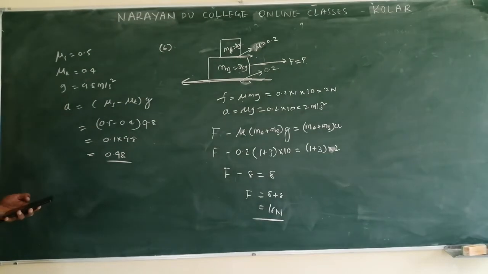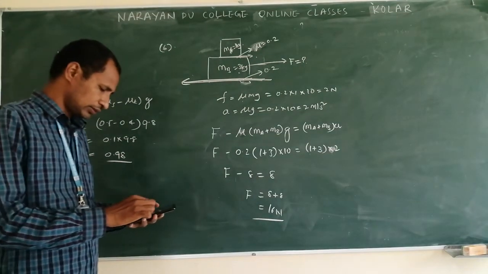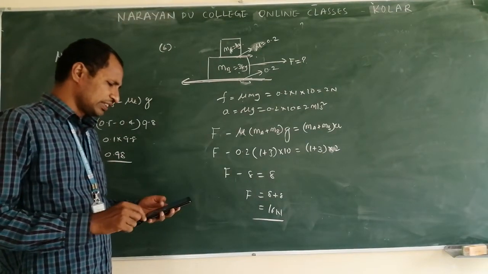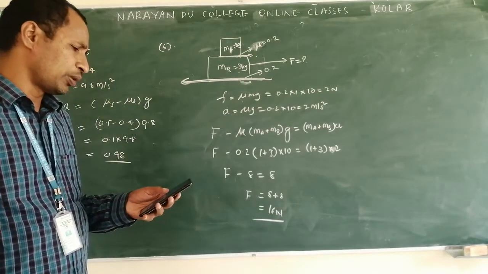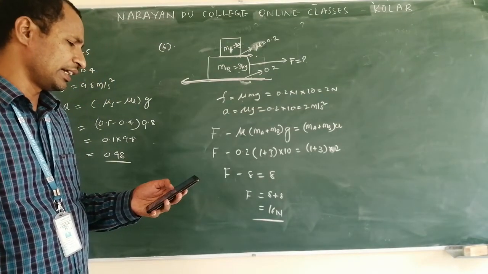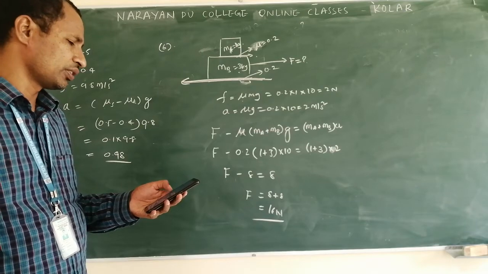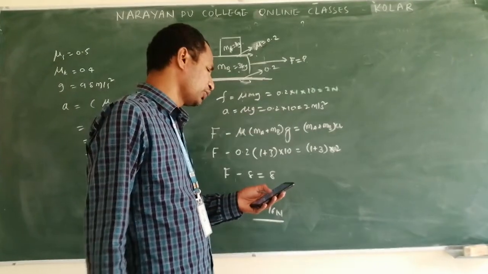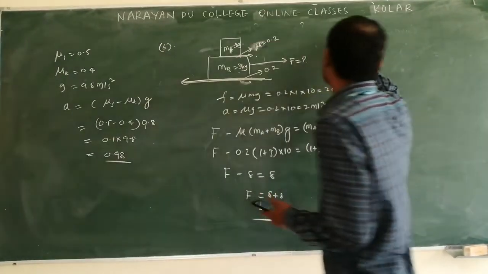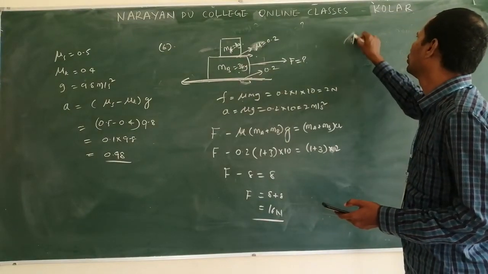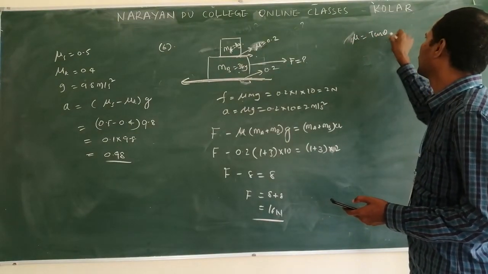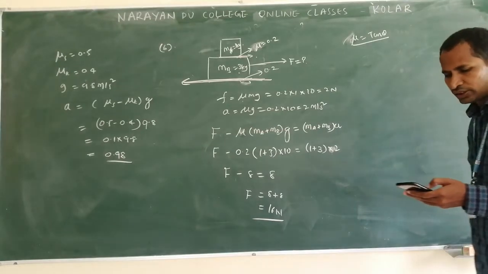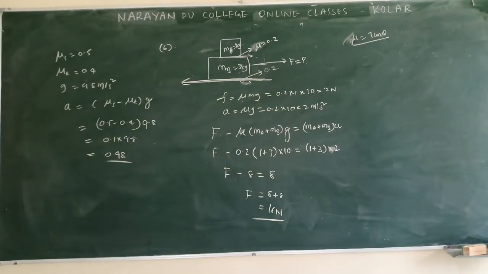Clear? And the next, 7th question, is from our textbook. What is that? A block placed on an inclined plane of angle theta slides down with constant speed. The coefficient of friction is directly mu is equal to tan theta. It's already there in our textbook. The 8th question is also a textbook question.